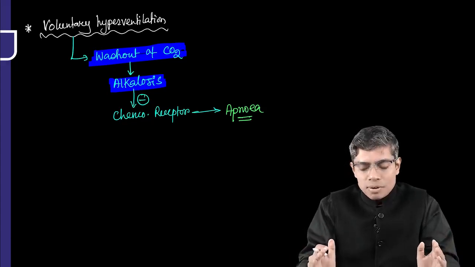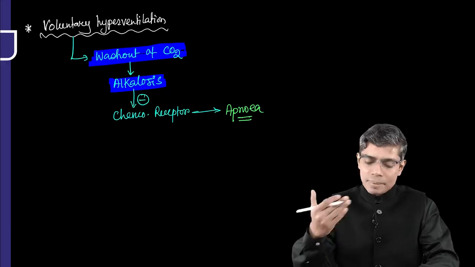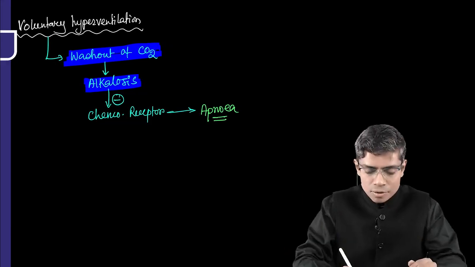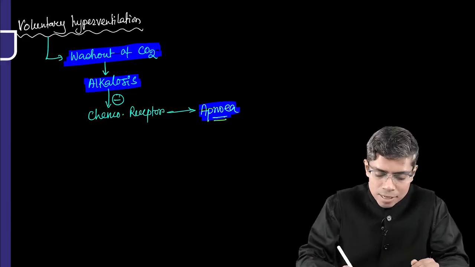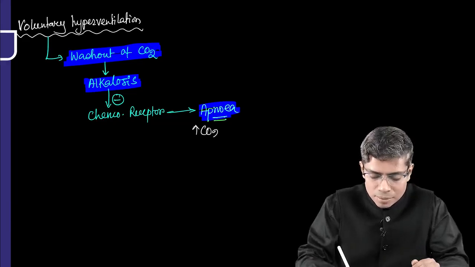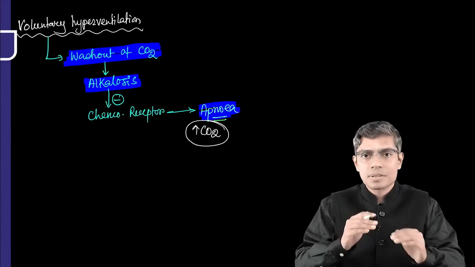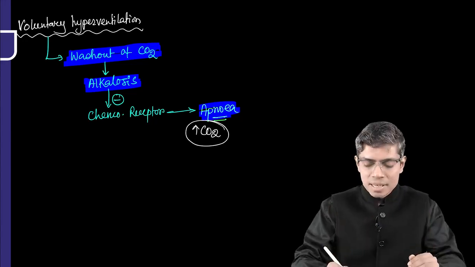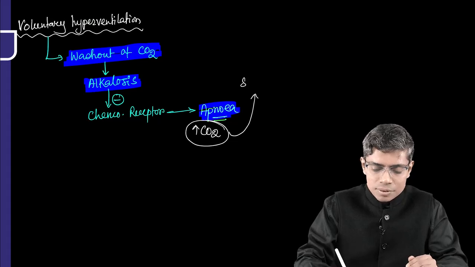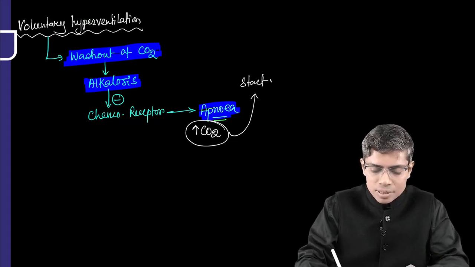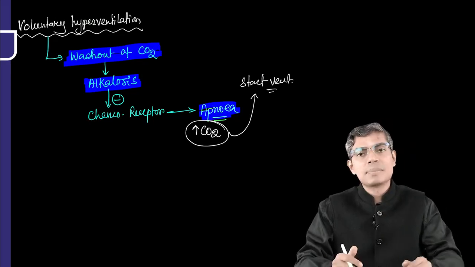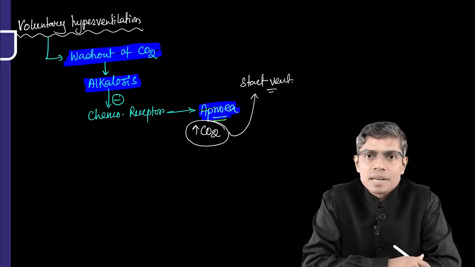So your respiration will stop for a certain period, and whenever the apnea is occurring, what will happen? Now gradually the carbon dioxide level in your body will start rising, because carbon dioxide will start accumulating in your body, and again it will start your ventilation. So that way, after this apnea, again you will start your ventilation, right?